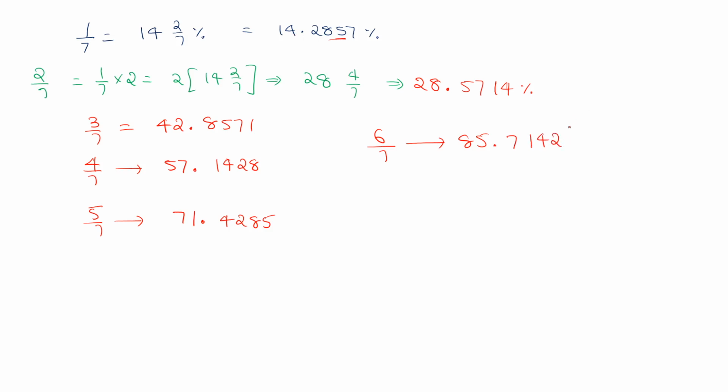7142. This is the cyclicity, and one special characteristic, of the fraction 1 upon 7. Have you observed a cyclicity here? Now you are very comfortable: if we are given 85.7142%, we can easily say that it is equal to 6 upon 7. Otherwise, if you are not comfortable with 1 upon 7, converting this percentage into a fraction could be very hard, very cumbersome. Just note down the fraction cyclicity of 1 upon 7.